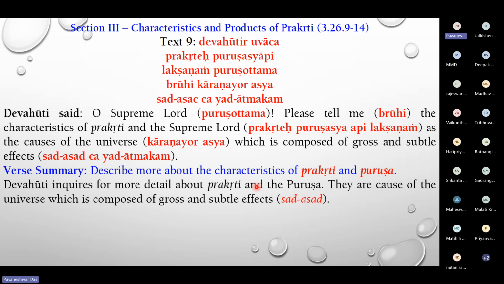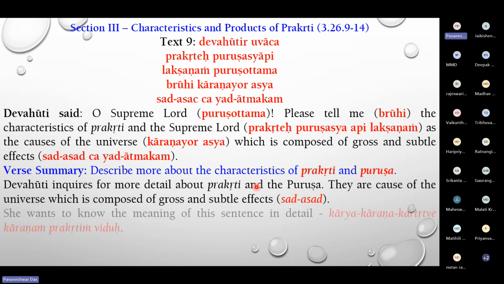Devahuti inquires for more details about Prakriti and Purusha. They are the cause of the universe, which is composed of gross and subtle effects. She wants to know the meaning of this sentence in detail: Karya Karana Kartutve Karanam Prakriti Vidu. So she wants to know more details of this sentence.